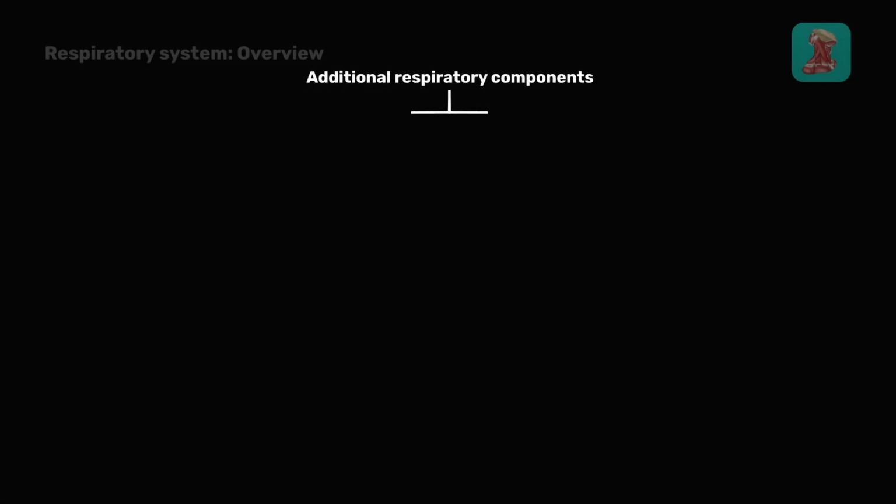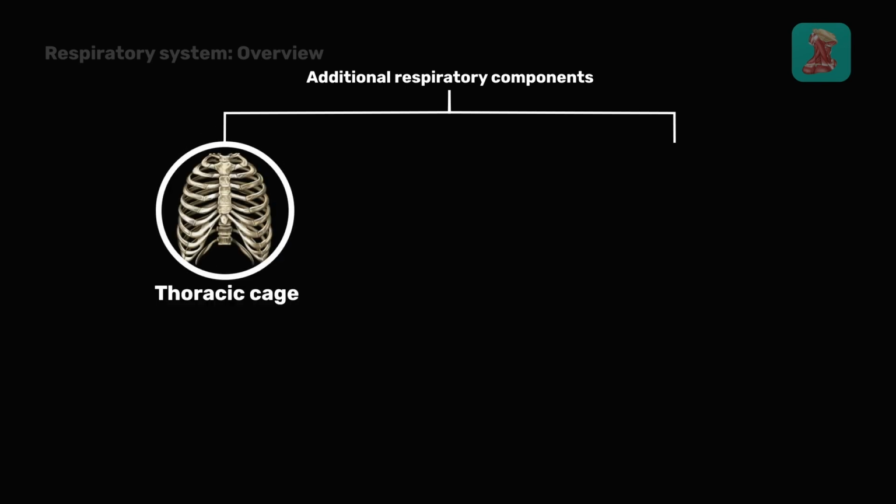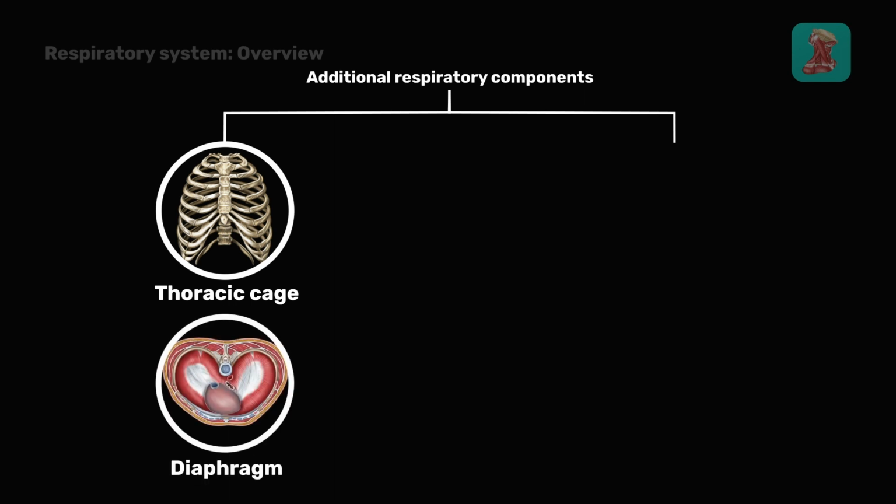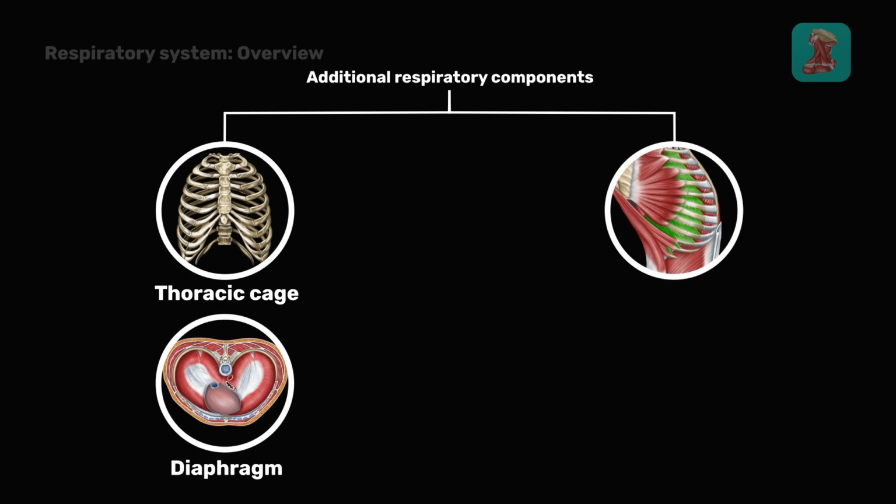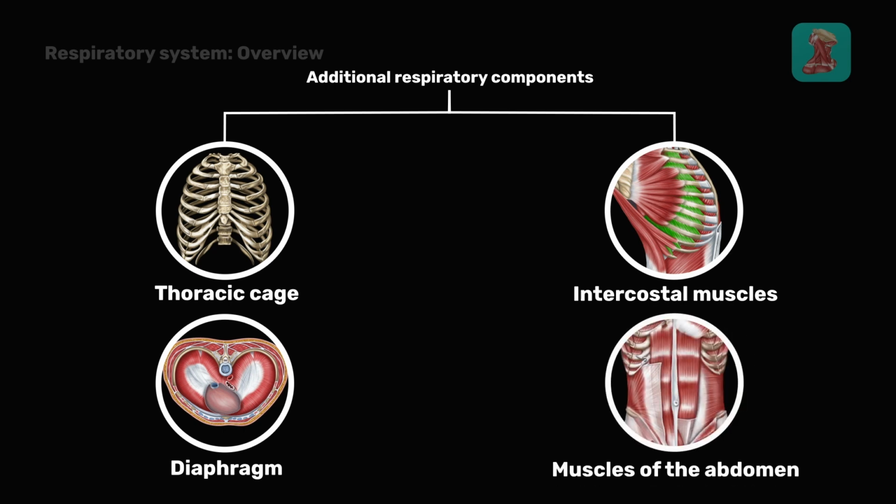The respiratory system does not work independently. The thoracic cage participates in breathing. The movements of the diaphragm contract and expand the thoracic cavity, and the intercostal muscles additionally expand it in the anteroposterior direction. Forced respiration involves the muscles of the abdomen.